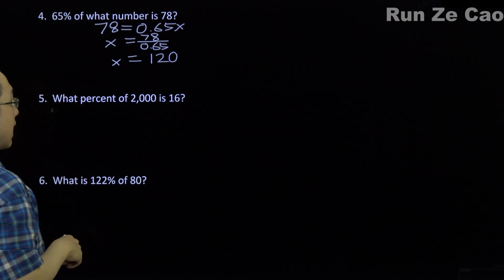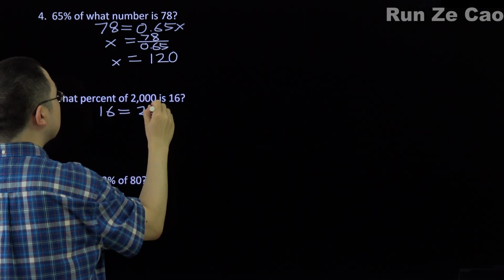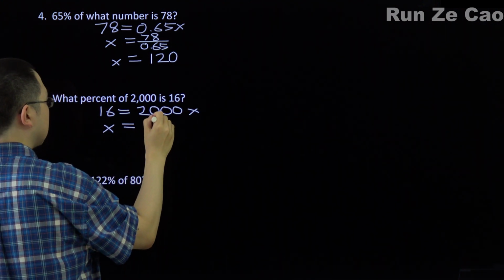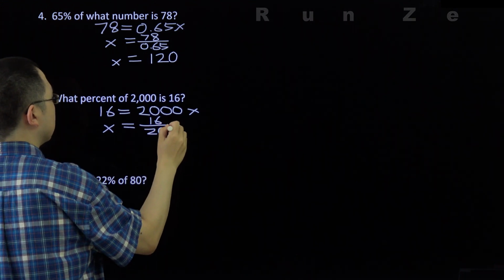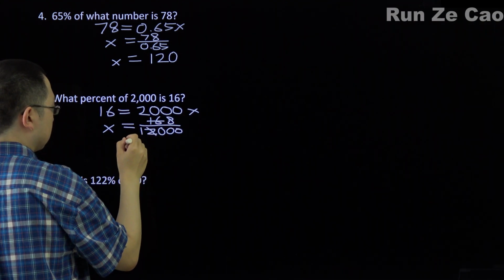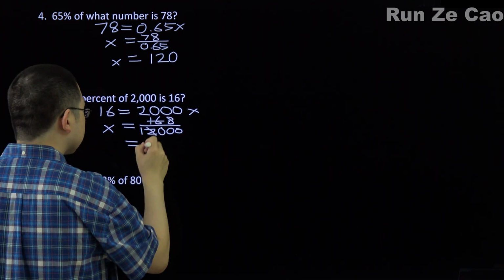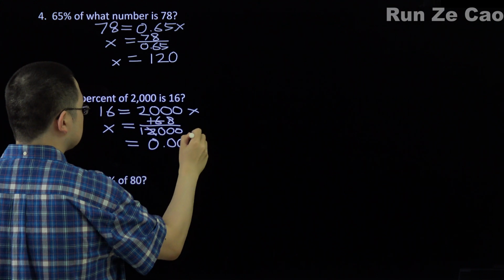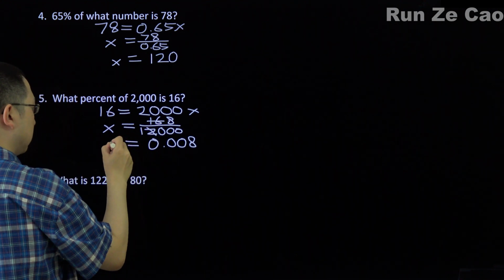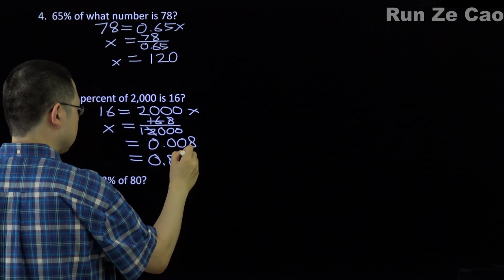Okay, what percent of 2,000 is 16? 16 equals 2,000x. X is equal to 16 divided by 2,000, which is going to be 8 over 1,000. Yeah, 8 over 1,000 is, of course, 0.008. And that's 0.8%.